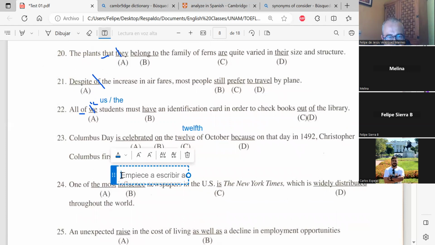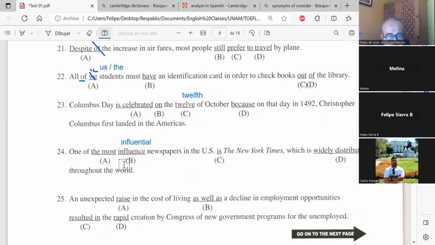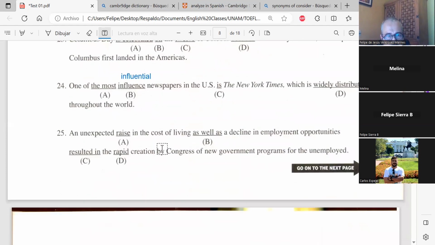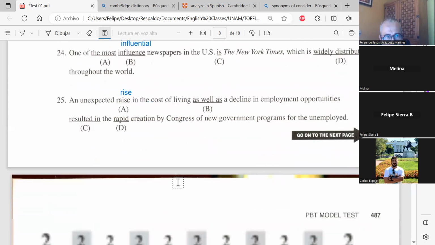So if you produce influence, you are influential. If you receive influence, you are the influenced person. So, one of the most influential newspapers, yes? Influence is a noun, not an adjective describing the noun newspaper. Okay, when something is elevated, we don't have a raise, we have a rise, yeah? So this is the wrong word used here.